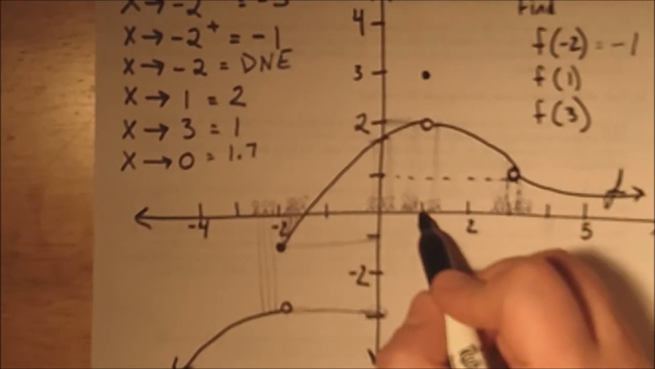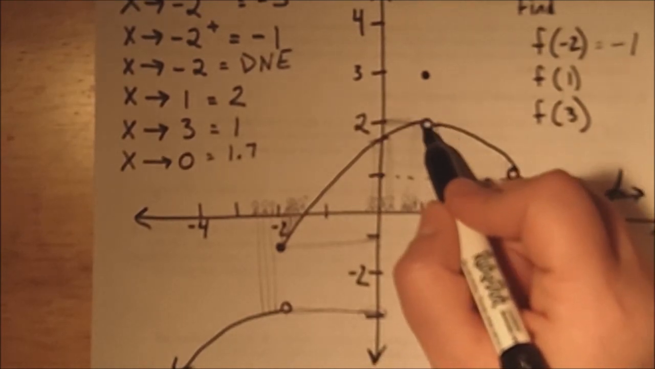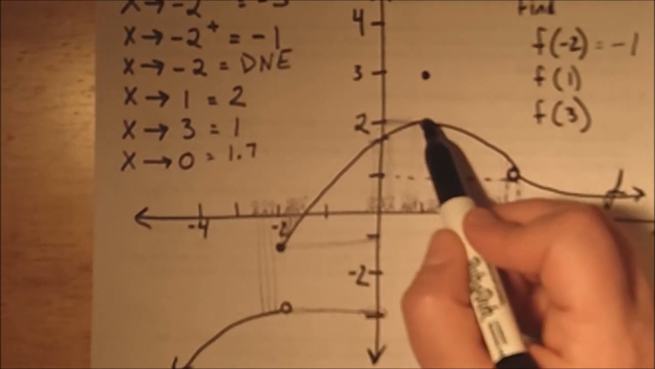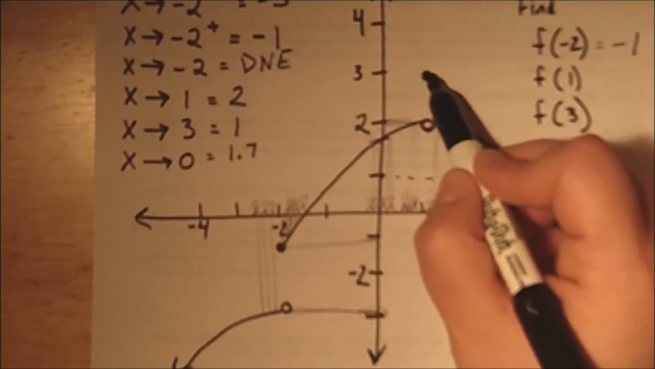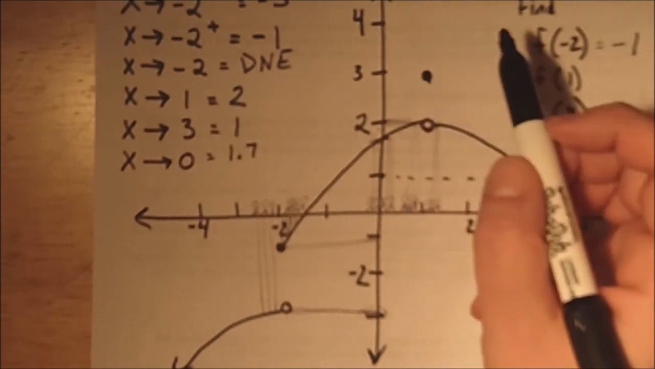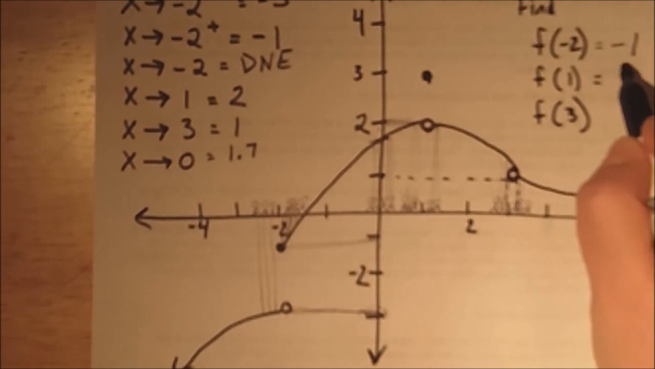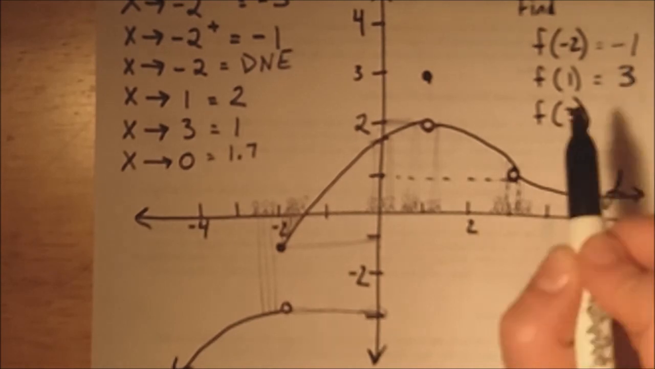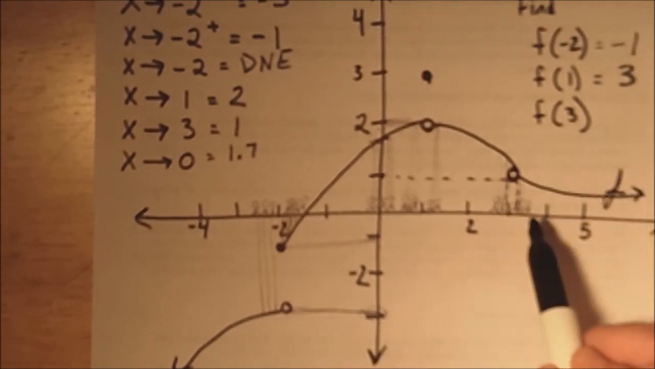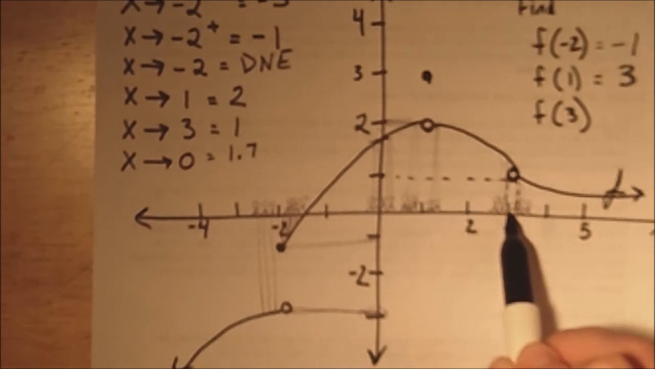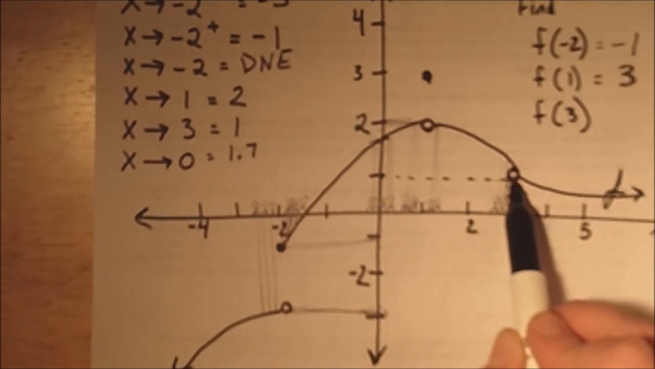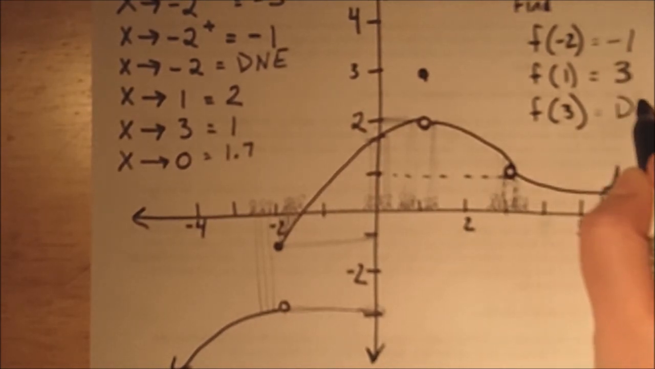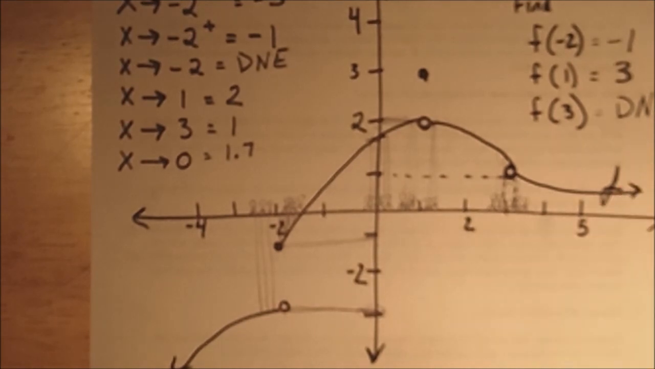And f of 1, the limit was 2, because if I stood close to 1, I see functional values close to 2, but the actual closed circle, the functional value, is up here at 3. So if I actually step on 1, or put 1 into the function, I get an output of 3. And f of 3, if I look here at x equals 3 and look up, I see this open circle. That tells me that the functional value does not exist.